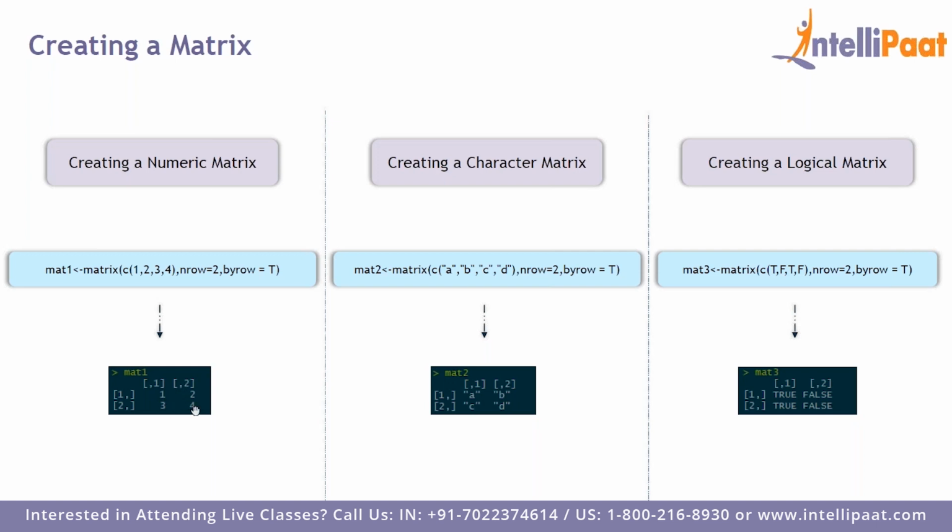Then a slight variation. You can say c(A, B, C, D). Again, we have 4 elements. nrow equal to 2.